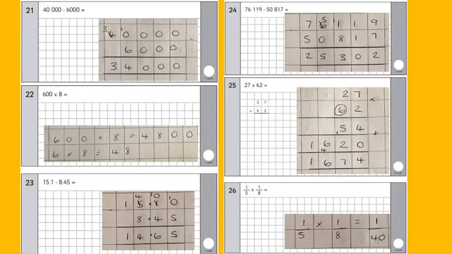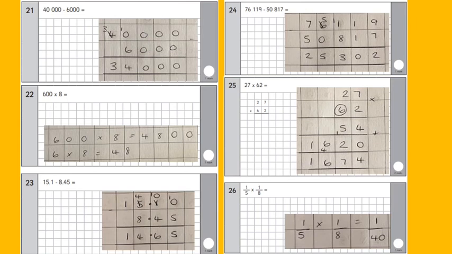Number 22, we've got 600 multiplied by 8, so I would do 6 times 8 and find my answer, which is 48, and then multiply that answer by 100 because I divided 600 by 100 to get to 6 in the first place. Number 23, we have got 15.1 subtract 8.45. Again, the decimal point is your best friend. It helps you get the rest of the numbers into the correct column for their place value.